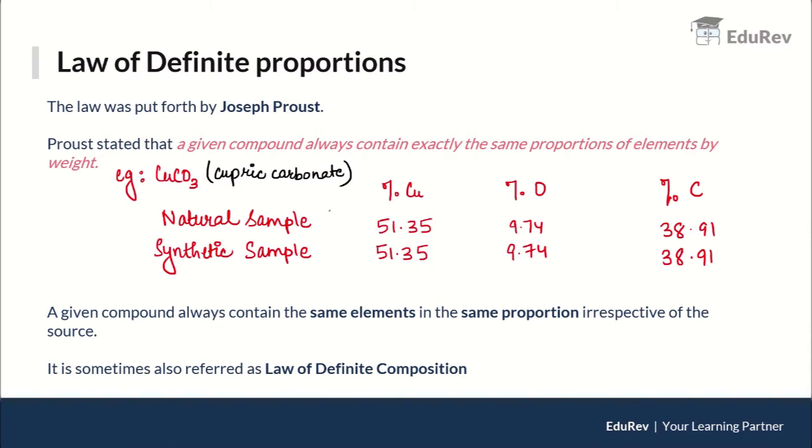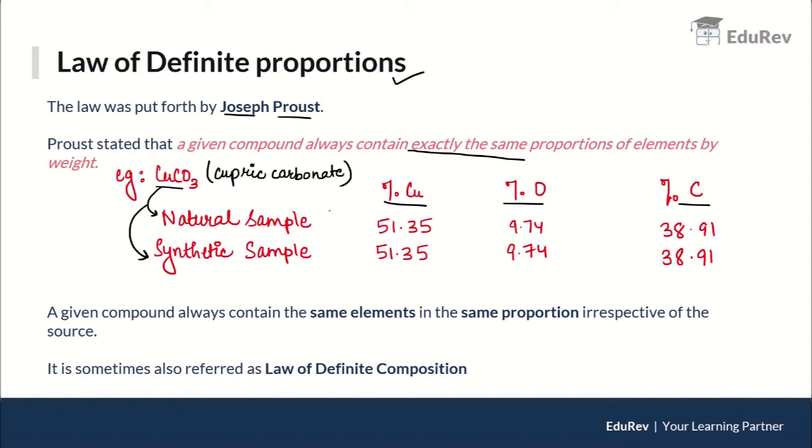So the second law is about the law of definite proportions. This law was put forth by Joseph Proust. He worked with a sample of cupric carbonate, and on the basis of his observations, he stated that a given compound always contains exactly the same proportion of elements by weight. What does it mean? He analyzed samples of cupric carbonate which were of natural origin as well as synthetic. What he found in his results is that the percentage of copper, oxygen and carbon was exactly the same, irrespective of whatever was the source.